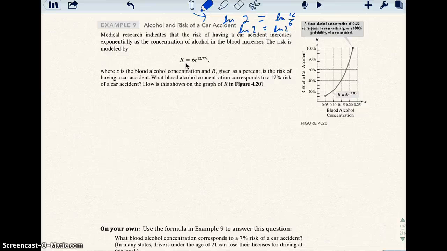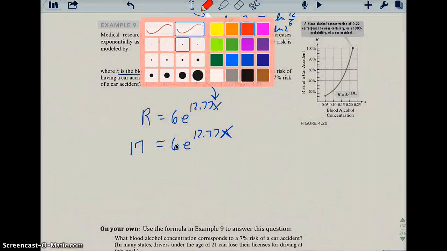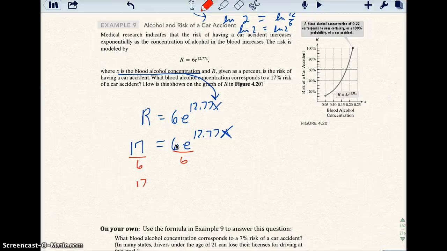Again, the risk equals 6 times e to the 12.77x. And we're going to do 17 for the risk equals 6e to the 12.77x. Remember, x stands for the blood alcohol concentration. We're trying to figure that out. So again, we're going to solve for x here. I want to get this exponential expression alone. Then we get rid of this 6 here. I'm going to divide both sides by 6. So I get 17 over 6 equals e to the 12.77x.